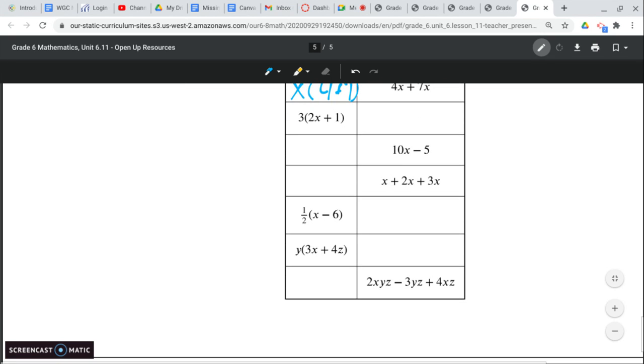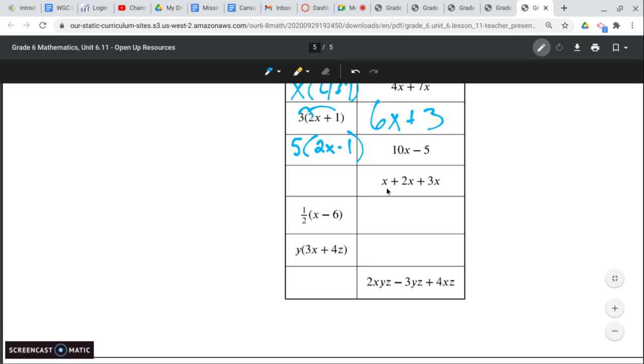All right, our next one here, we have 3 times the quantity 2x plus 1. So we're going to distribute the 3 to both values. So 2 times 3 is 6x plus 3 times 1 is 3. 10x minus 5, what do they have in common? Well, 10 and 5 are both divisible by 5. 10 divided by 5 is 2x, minus 5 divided by 5 is 1.